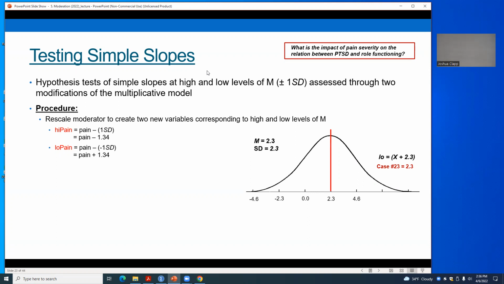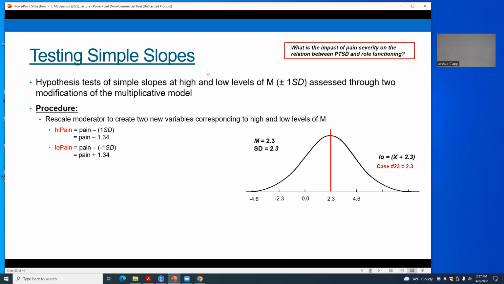A standard deviation below. So if I run my model, my model is always going to tell me the unique effect of X on Y when everything else is held constant at 0. That means pain held constant at 0 means low levels of pain, okay? This is tricky, it's counterintuitive. We think, oh, high levels I should add, low levels I should subtract. It's the opposite, okay?